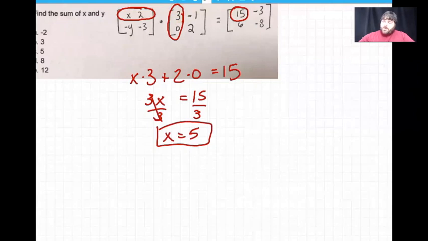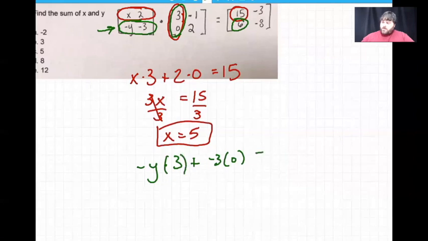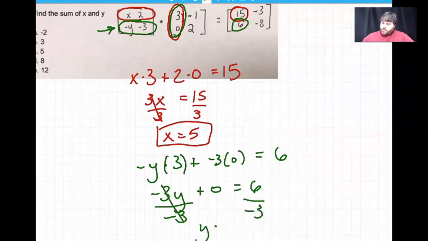Then I'm going to take the second row because it involves this y, and I could do times the first column or the second column. It doesn't matter. Okay, if I did row 2, times column 1, I should get row 2 column 1 entry, which is 6. So row 2, negative y times 3 plus negative 3 times 0 equals 6. So that's negative 3y plus 0 equals 6. So negative 3y equals 6. If I divide by negative 3, I get y equals negative 2. So there's my x and there's my y.